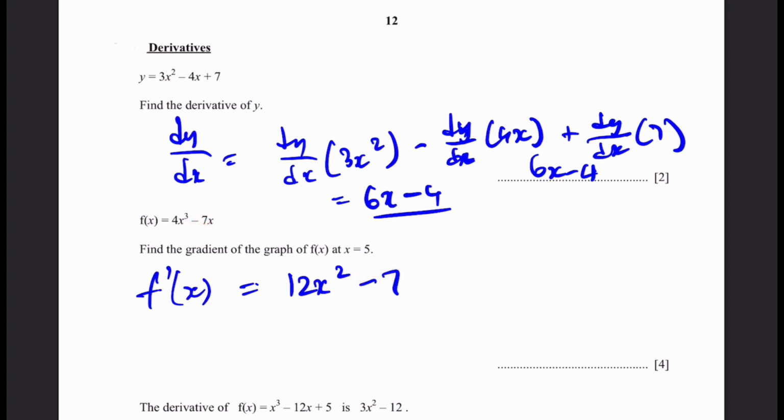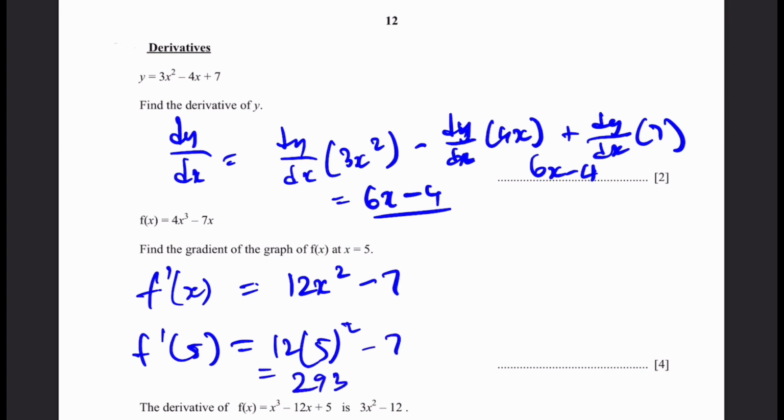And now for x equals 5, f prime of 5 is going to be 12 times 5 squared minus 7, which is simply 293. That's the answer. Question 3.